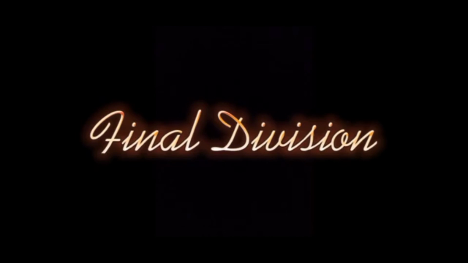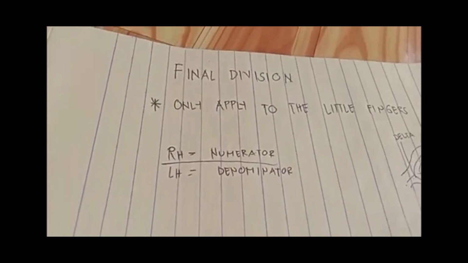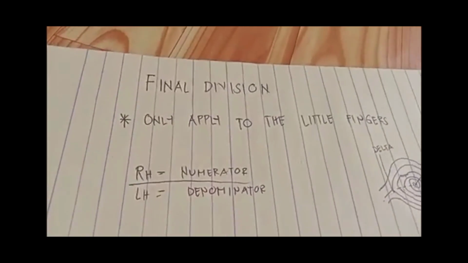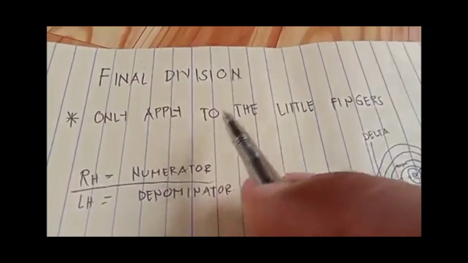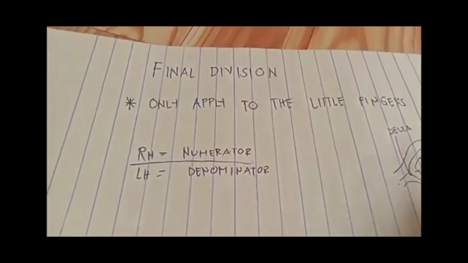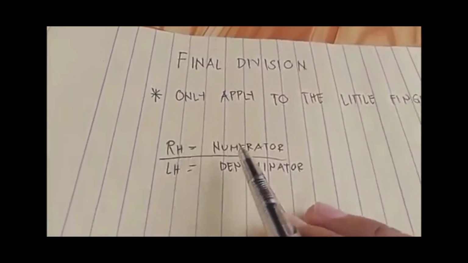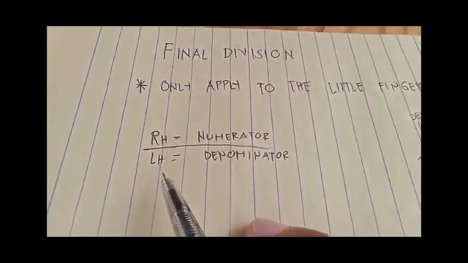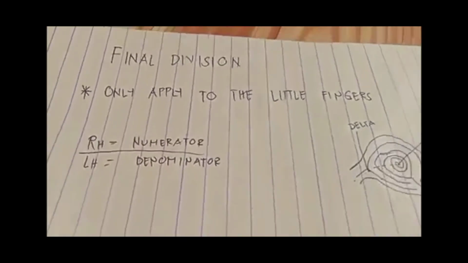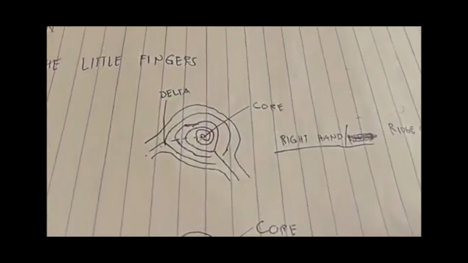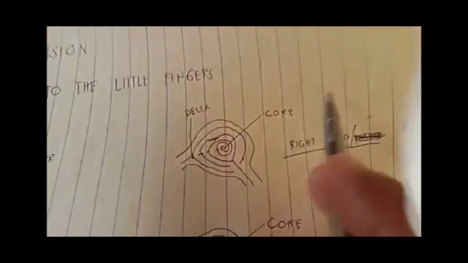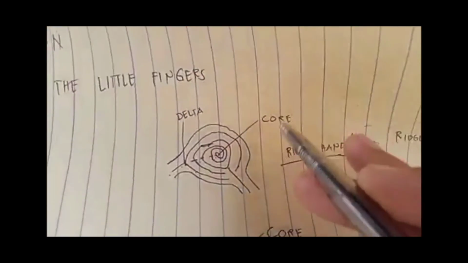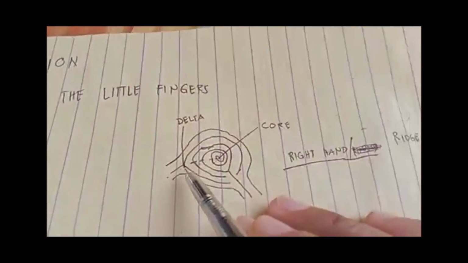So for now, let us proceed to the final division. The final division is only applied to the little fingers. And still, the right hand will be the numerator, and the left hand will be the denominator. So, how to perform ridge counting? We have an example here. Plain whorl. The delta will be located here and the core at the middle.